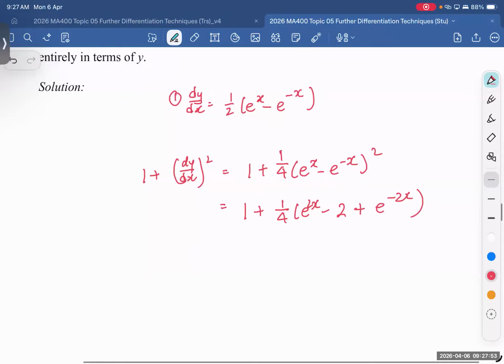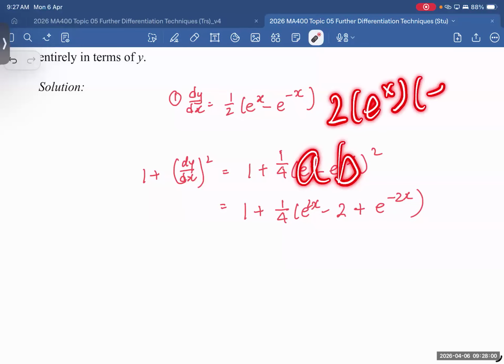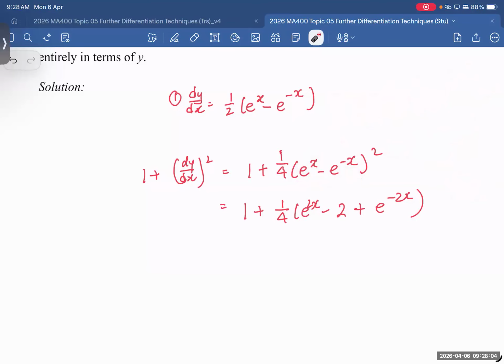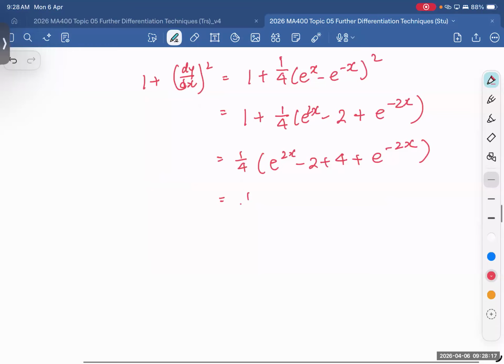Because 2 here, right? This is a, this is b, right? 2, yeah, this is just equal to 2 e power 0. It's 2. Okay? So I put 1/4. Can I say that this is 1/4 e power 2x plus 2 plus e power minus 2x?